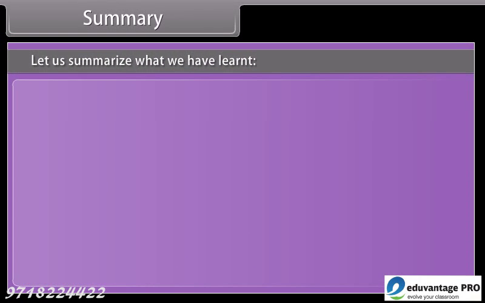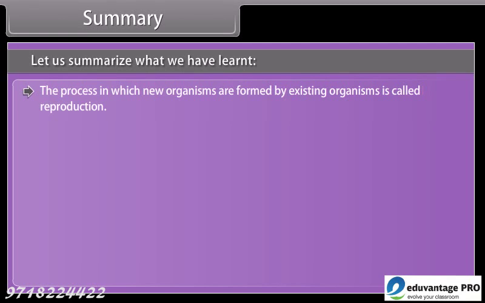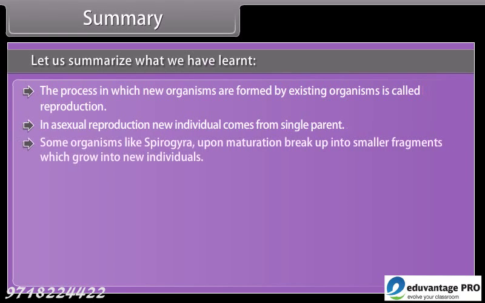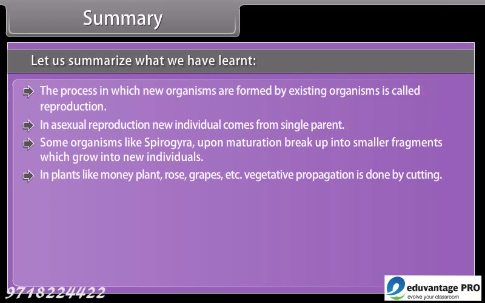Let us summarize what we have learned. The process in which new organisms are formed by existing organisms is called reproduction. In asexual reproduction, a new individual comes from a single parent. Some organisms like Spirogyra, upon maturation, break up into smaller fragments which grow into new individuals. In plants like money plant, rose, grapes, etc., vegetative propagation is done by cutting.